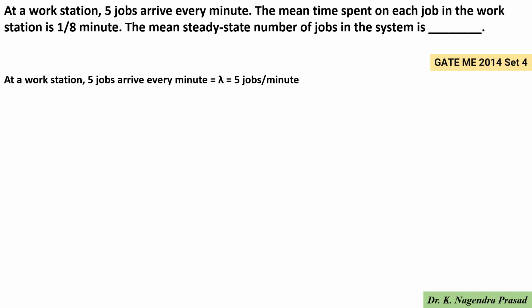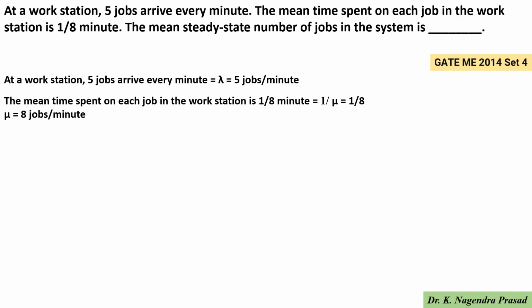And the mean time spent on each job in the workstation is 1 divided by 8. So this belongs to the service time. Mean time spent on each job in the workstation is 1 by 8 minute, which is equal to 1 by mu. 1 by mu equals 1 by 8. Then mu equals 8 jobs per minute. We know the lambda value and mu value. Then we have to determine the mean steady state number of jobs in the system.